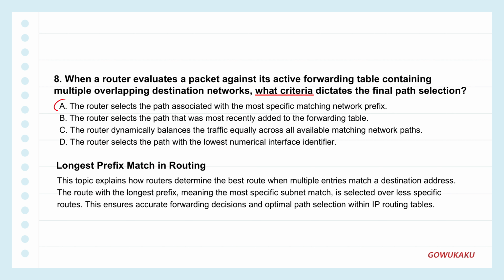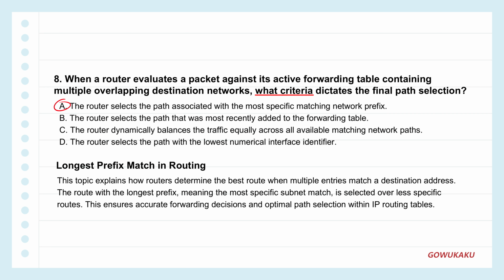Because they aren't equal matches, one is a massive generic bucket and one is a precise location. Using your mail analogy, sending half your letters to the city border and half to the actual house is terrible delivery. Right, that makes sense. You always go with precision. Option B, chronological order, is totally irrelevant. And D, the numerical interface identifier, has absolutely no bearing on logical IP destination matching.